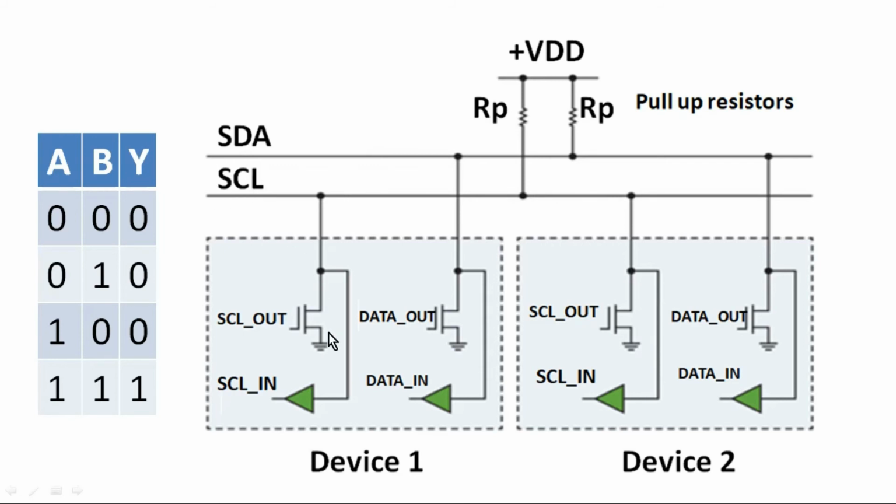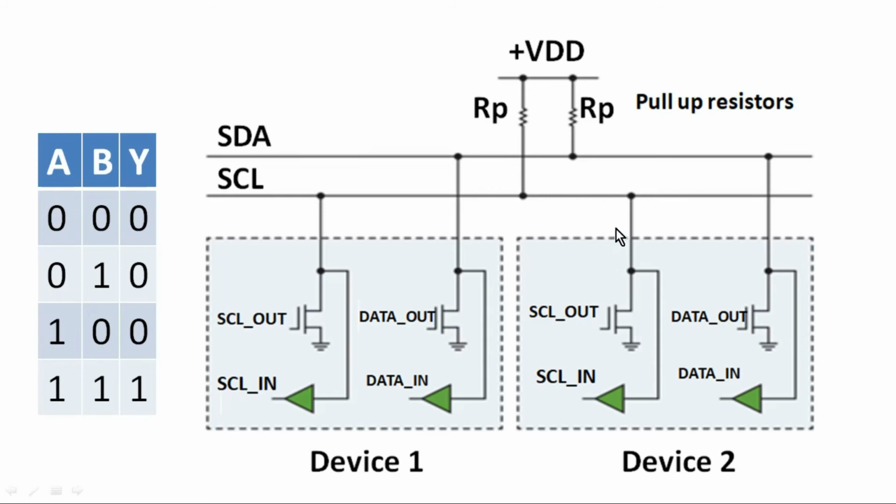And let us say that device 1 wants to make this line logic 1 and device 2 wants to make this SCL line logic 0. Then the status of this SCL line will remain logic 0, which is quite aligned with the behavior of an AND gate. And this is true in a reverse fashion also.